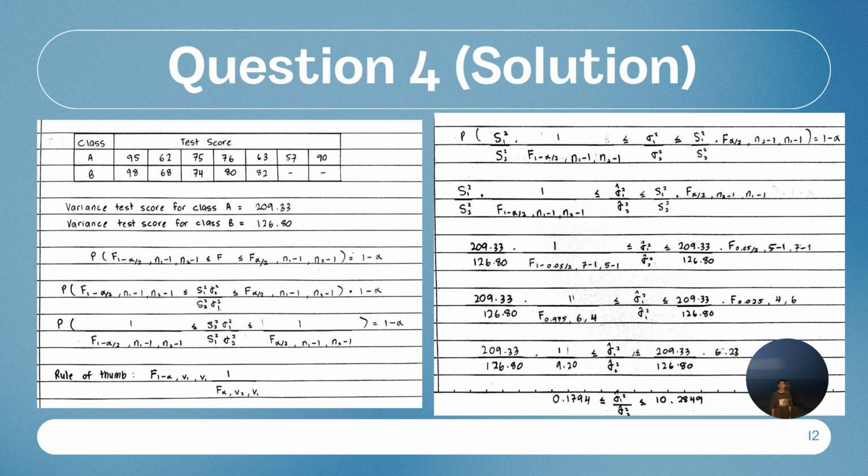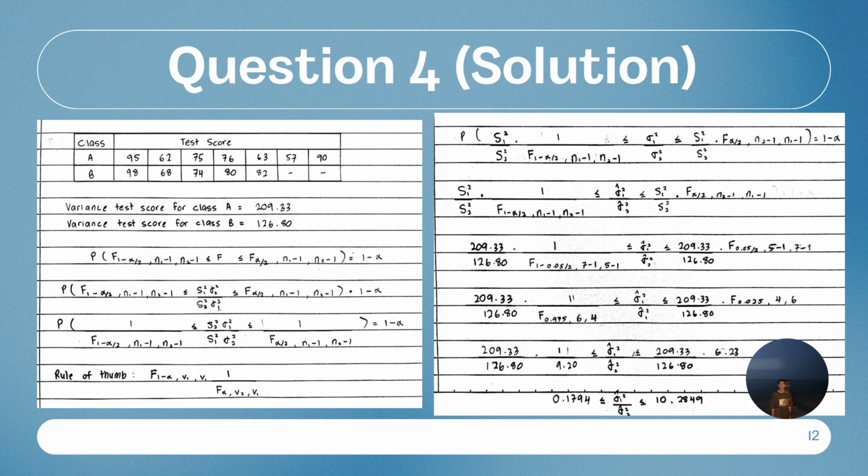Solution for question 4. As you can see in the table above, we had 7 data for class A and 5 data for class B. From the data above, we can find the variance of test score for each class. For class A, you will get 209.33, and for class B, you will get 126.8.